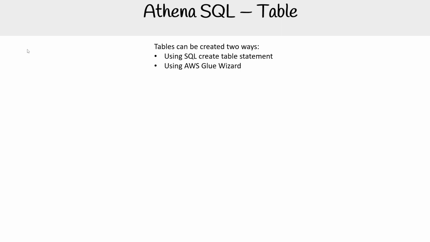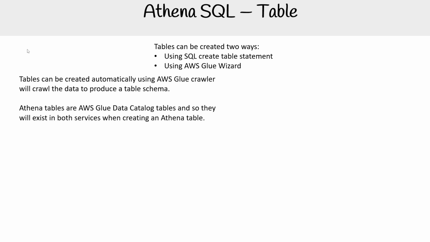Some services will create the tables automatically for you, so you might be creating a table and you don't exactly realize it. Tables can be created automatically using the AWS Glue crawler, which will crawl the data to produce a table schema. Athena tables are AWS Glue data catalog tables, and so they will exist in both services when creating an Athena table. At one point, Glue data catalog did not exist, so I don't exactly know how it worked before, but it worked a bit differently, but now this is the way it works, so that's totally fine.